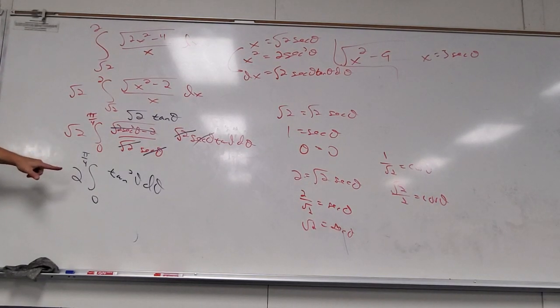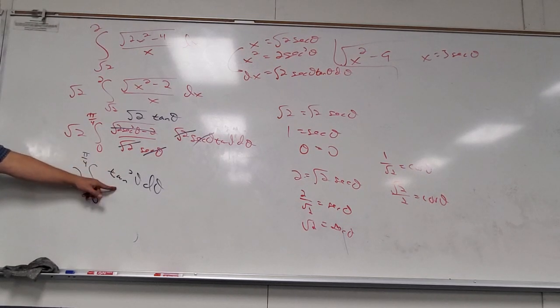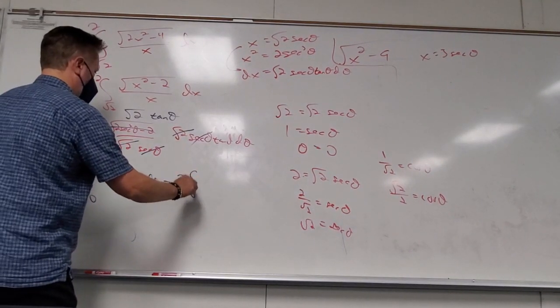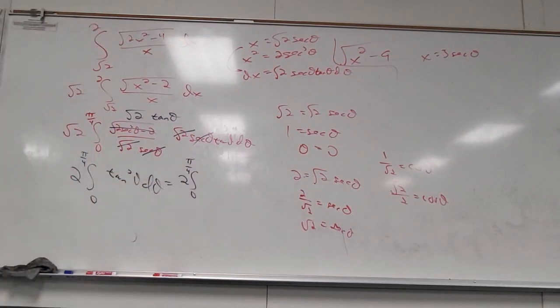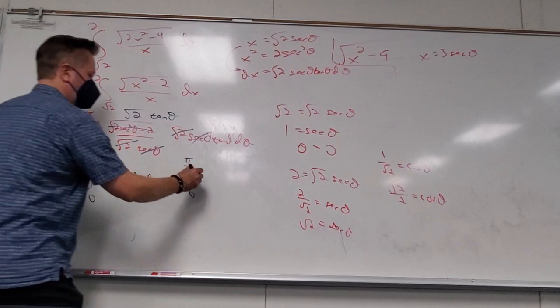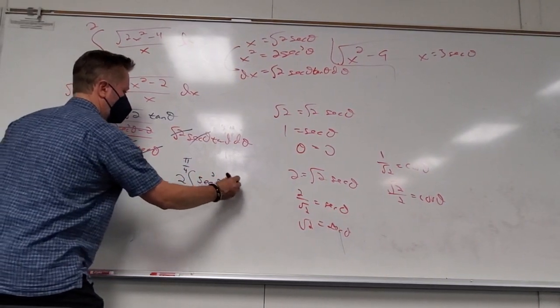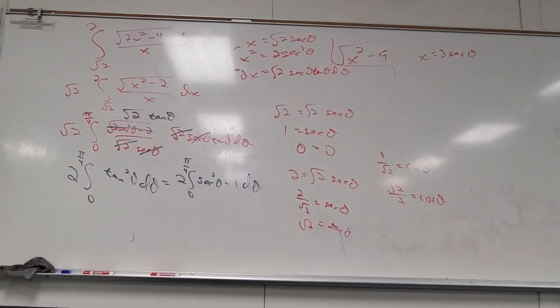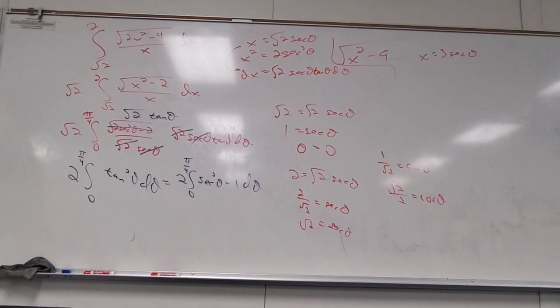Now, tangent squared theta is not easy to integrate directly, but can I use an identity? Sure. What do you wish was in there squared? What's easy to integrate squared? Secant. What is tangent squared theta? Secant squared minus 1. Yes, tangent squared is secant squared minus 1. And the integral of secant squared is easy. Integral of 1 is easy.